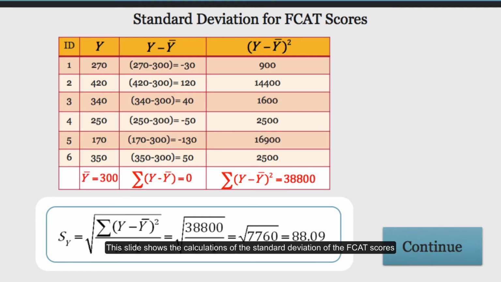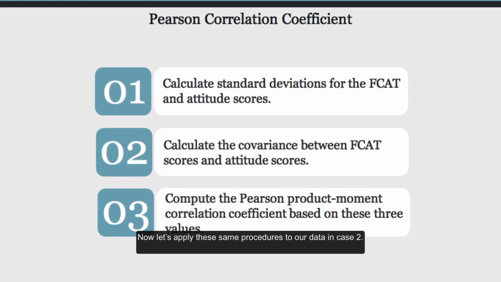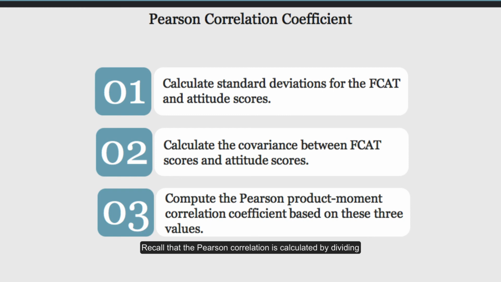See the formula shown on the slide. This slide shows the calculations of the standard deviation of the FCAT scores for the 6 students. The same process is followed. Calculate deviation scores, square the deviation scores, add them together to get the sum of squares, divide by n-1 to get the variance, and take the square root to obtain the standard deviation. Now let's apply these same procedures to our data in case 2. Recall that the Pearson correlation coefficient is calculated by dividing the covariance by the product of the standard deviations for 2 variables. Therefore, we first calculate standard deviations for the FCAT and attitude scores.